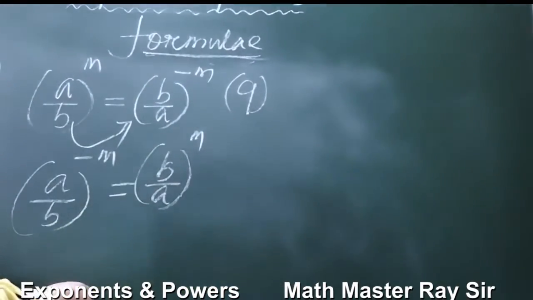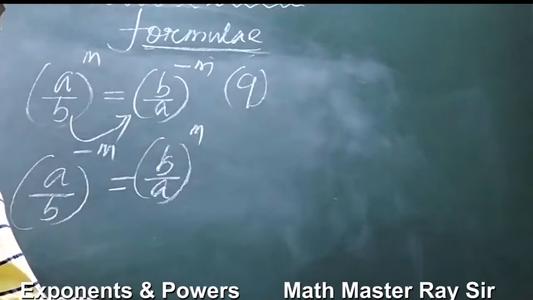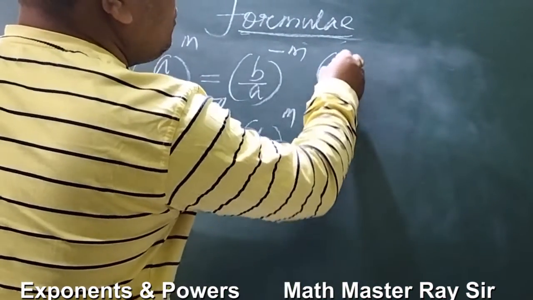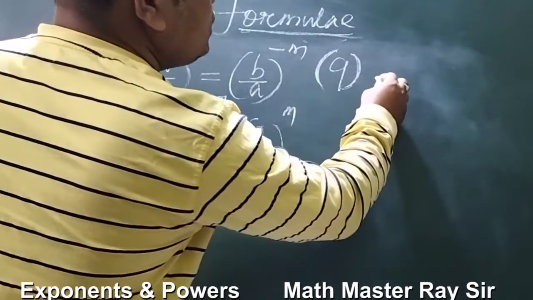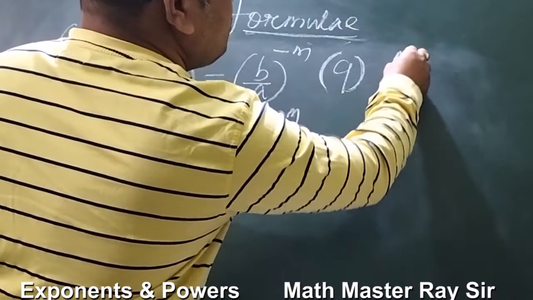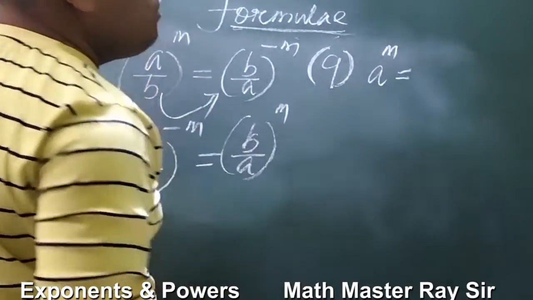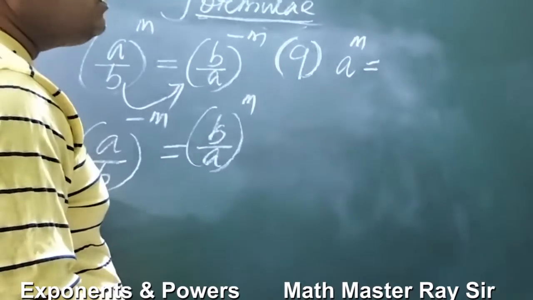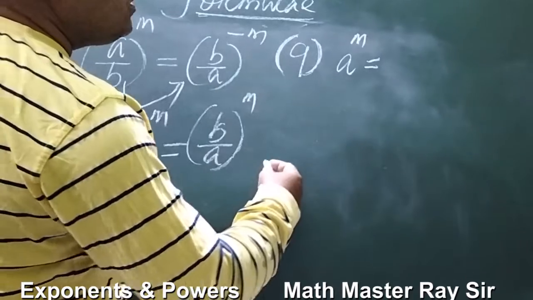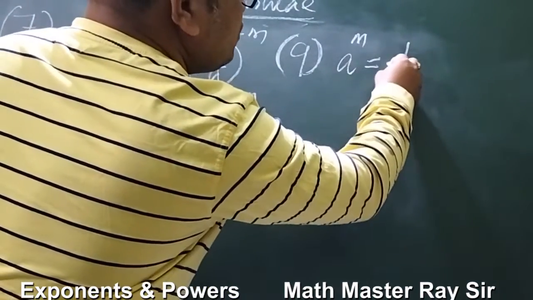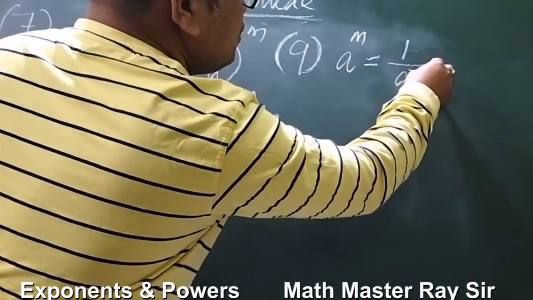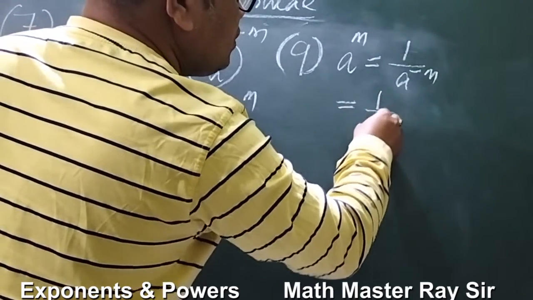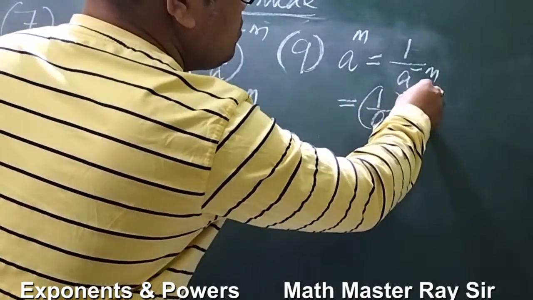Formula number 9. Suppose it is given a to the power m. I have to change the sign of the power m. It is positive, I have to change it to negative. It will be 1 by a to the power minus m.